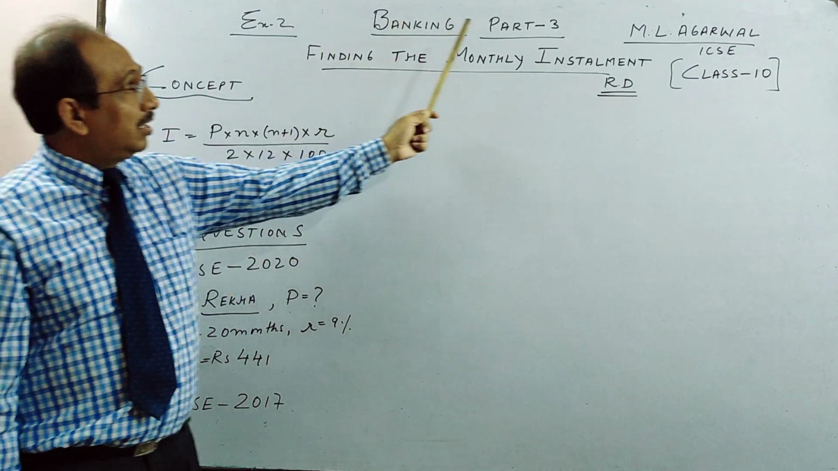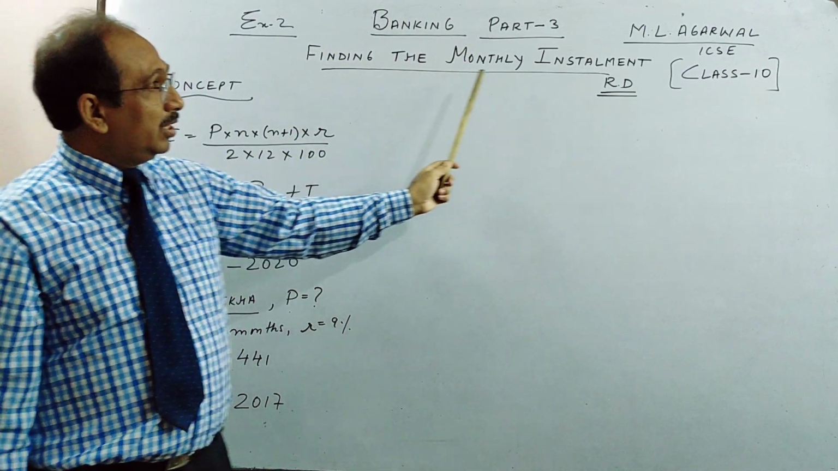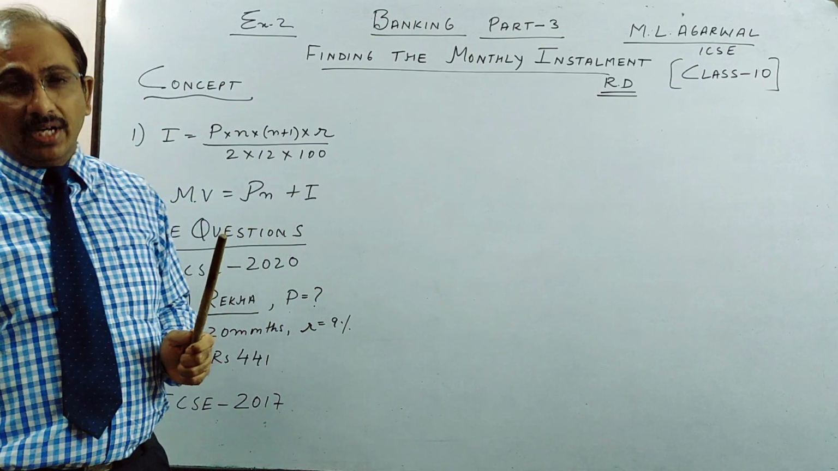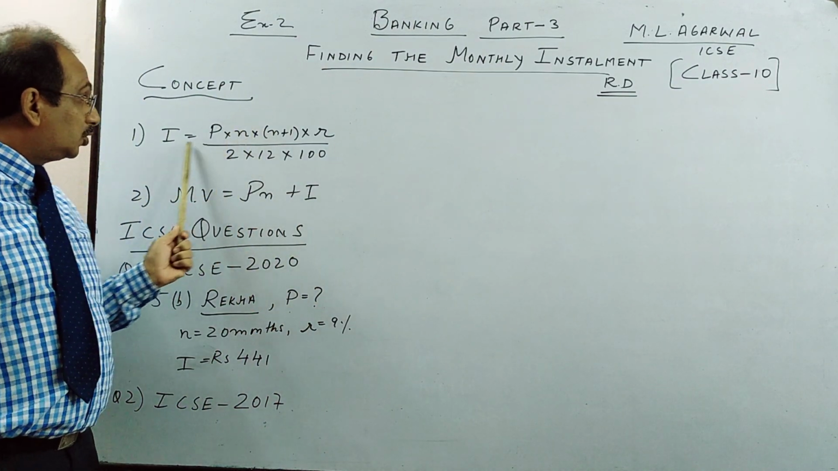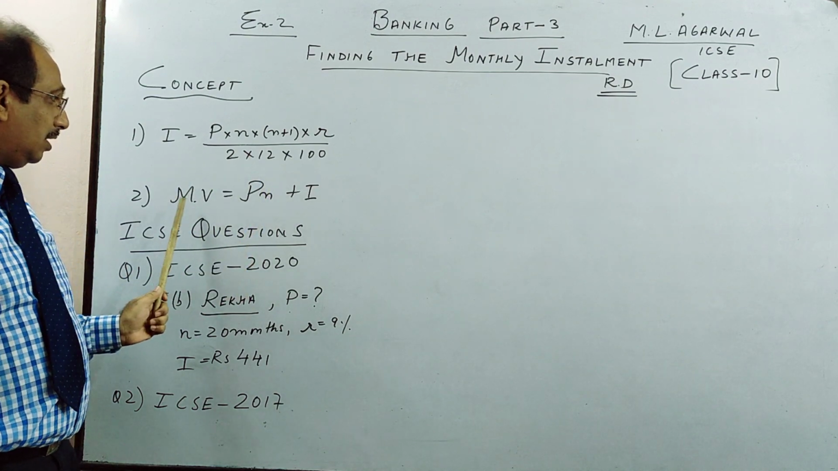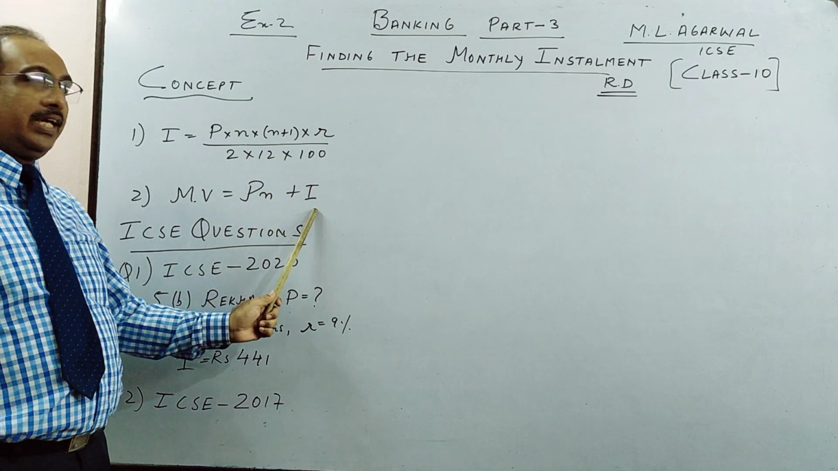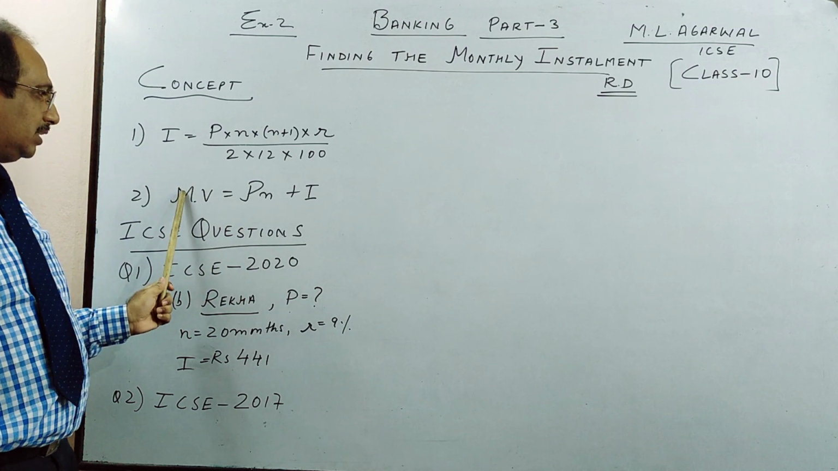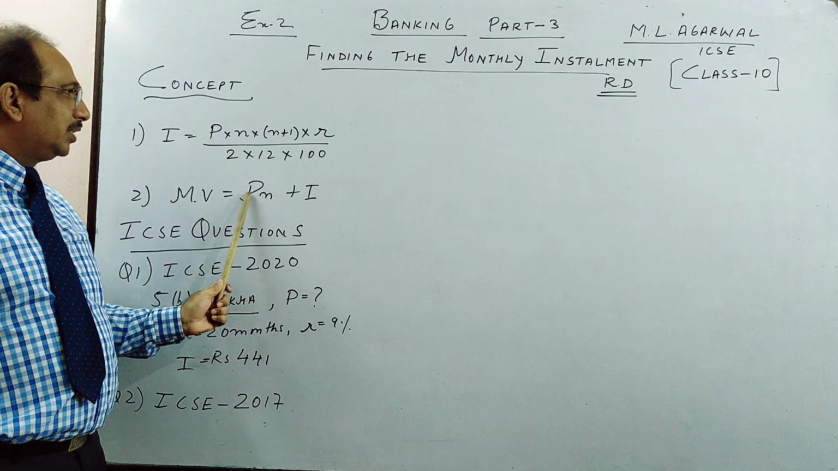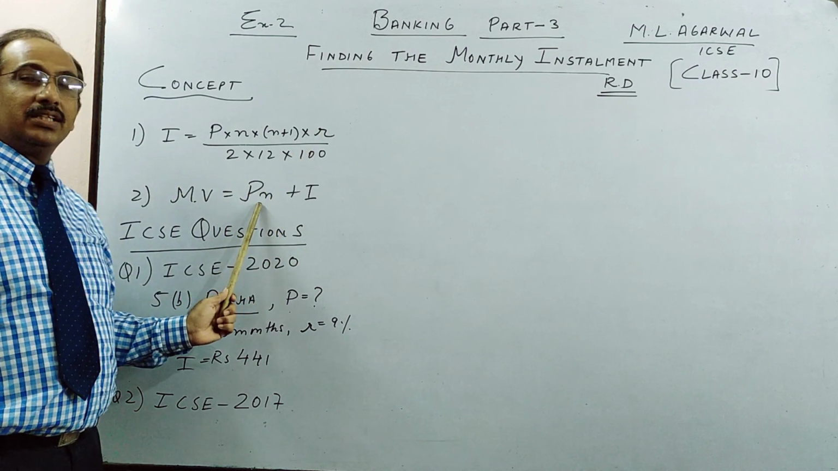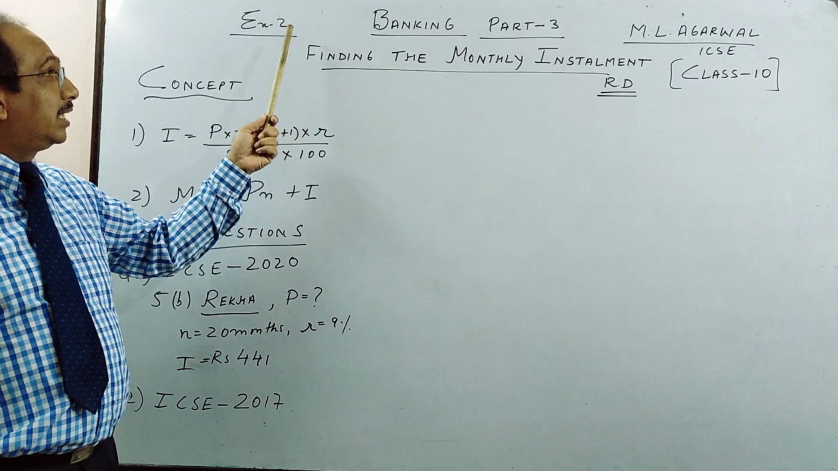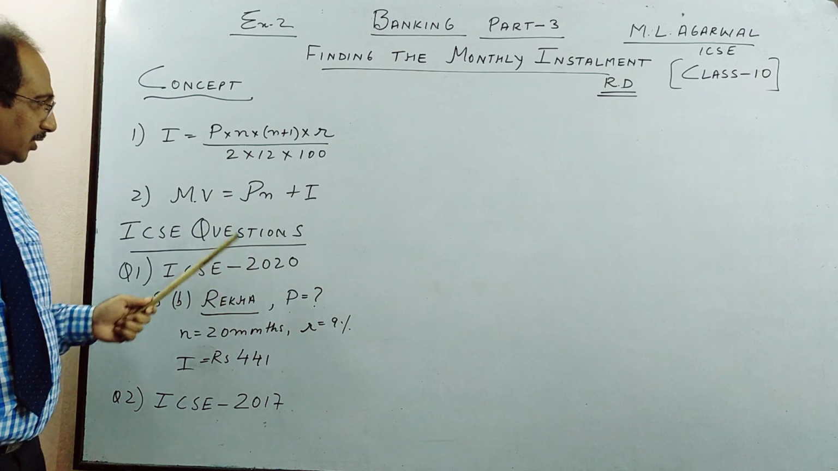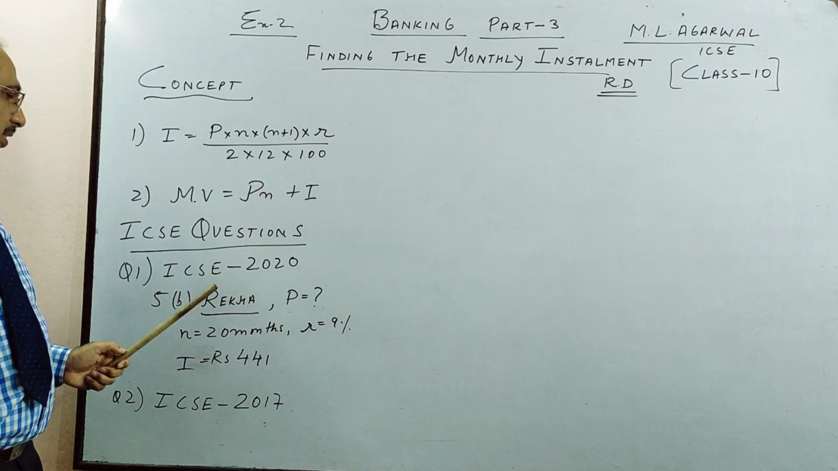This is the third lesson on finding the monthly installment, and the fourth one, which we'll see very soon, will be on finding N. So there are four unknowns here: M, V, P, N, I. Today I am doing P, R I have done, so N is left. That will be a quadratic equation which we will see in part 4. So here we start with finding the monthly installment.